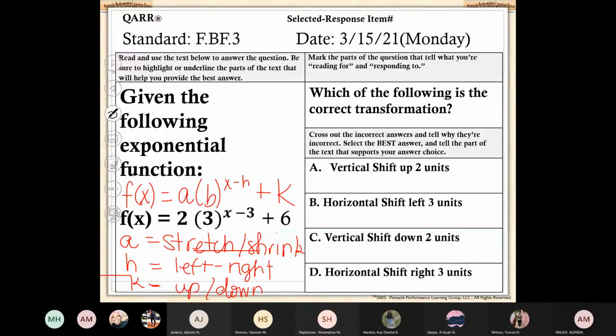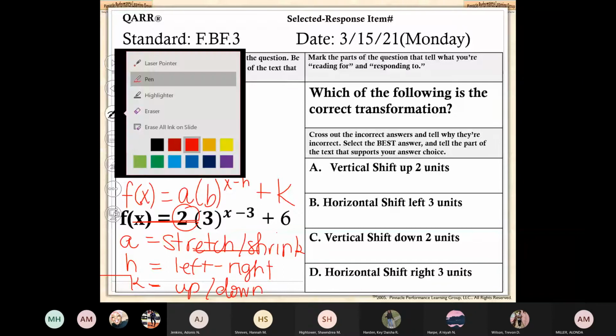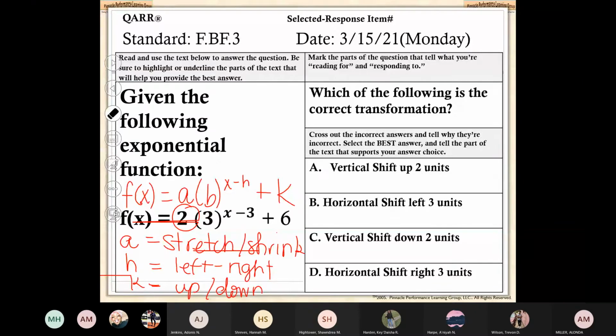So let's check it out. Vertical shift up 2 units. The two represents A, and A does not tell us about up and down. So this isn't right. The horizontal shift left 3 units.